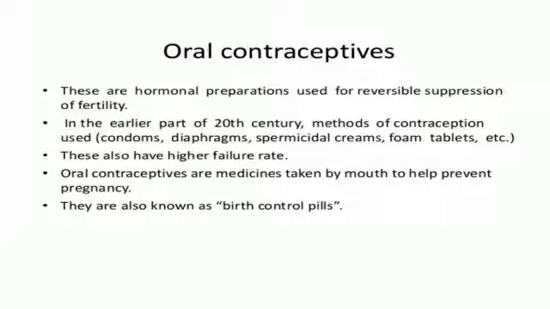In the earlier part of the 20th century, methods of contraception used, that is the condoms, diaphragm, spermicidal cream, foams, tablet, etc. These also have a higher failure rate. Oral contraceptive are medicine taken by mouth to help prevent the pregnancy. The most oral contraceptive contain a combination of two types of hormone. The first one is the estrogen and progestin. Both these are naturally found in woman body. These are also known as birth control pills.